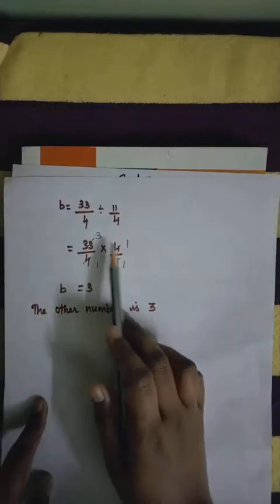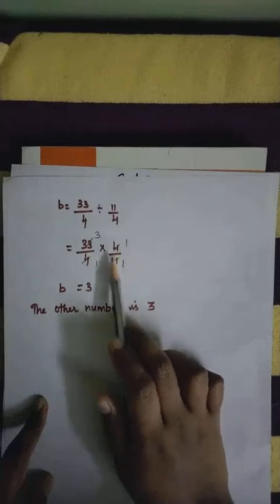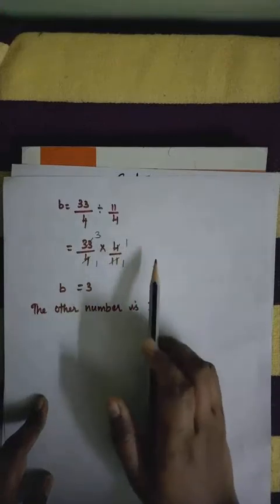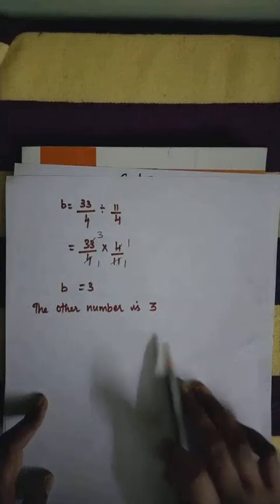So 33/4. For division, this division sign will change into a multiplication sign. Then take the reciprocal of the second fraction. So the reciprocal of 11/4 is 4/11. If there is any common factor, just cancel each other. So your final answer is 3. The other number is 3. Clear?